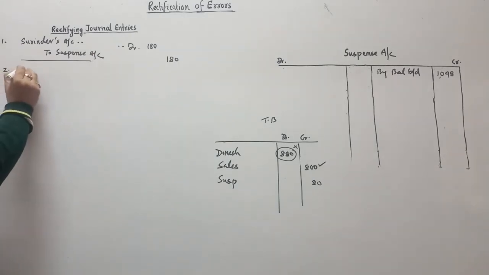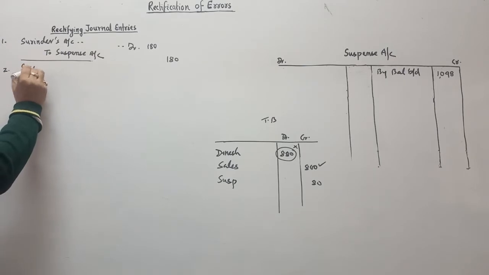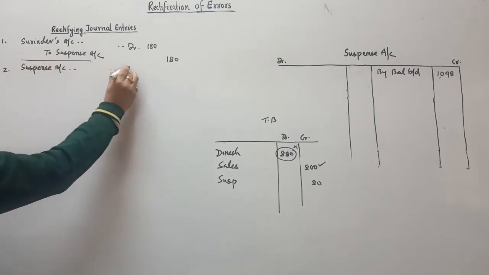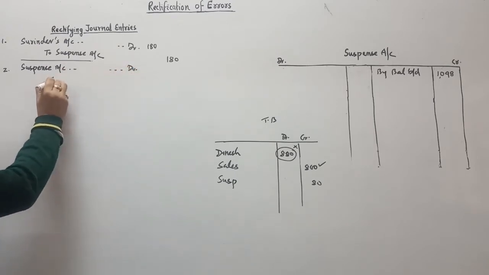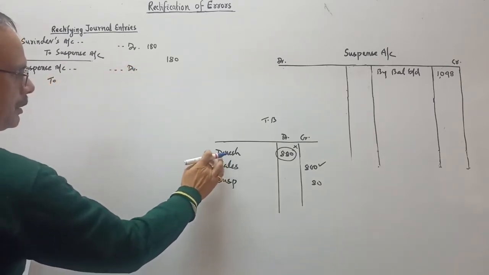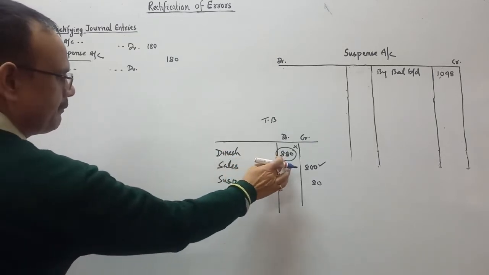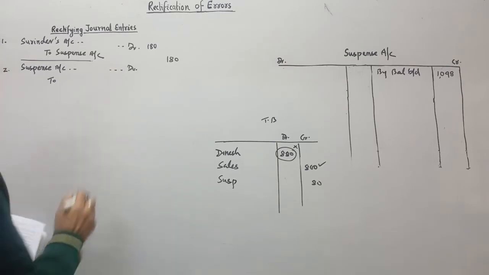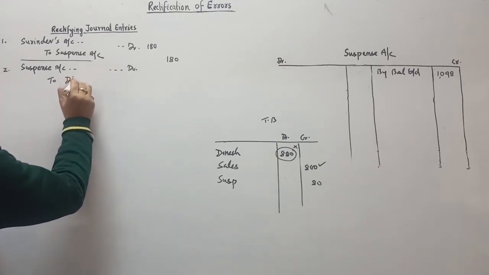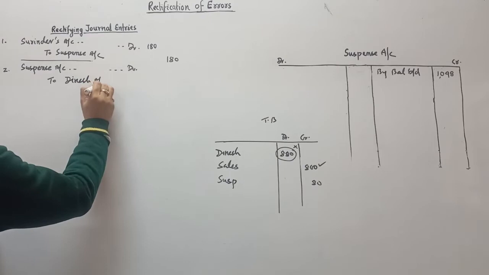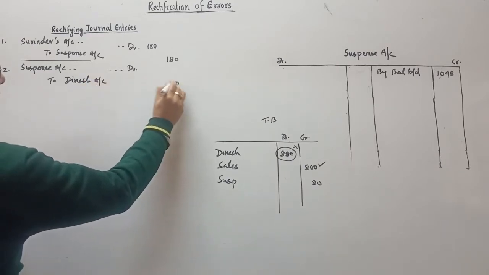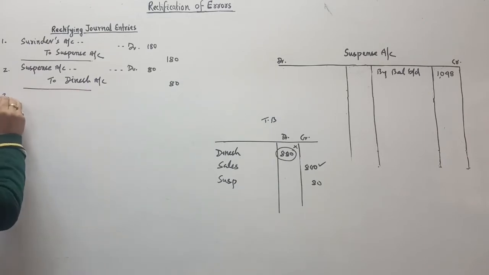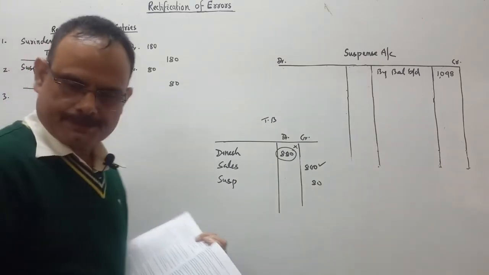So the second rectification: suspense account will be debited. And whose account will be credited? Dinesh account will be credited because we have written 80 rupees excess in his account. To neutralize this effect, we will credit his account. So suspense account debit 80 rupees, to Dinesh account 80 rupees.